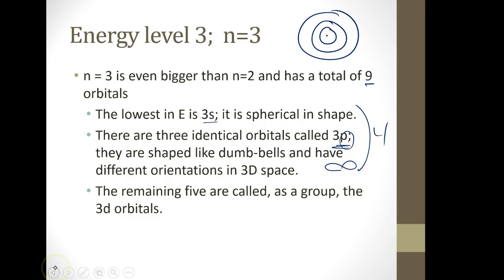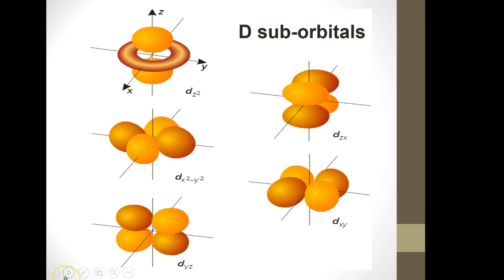The last 5 are referred to as d orbitals. And again, there's 5 of them, and they're shaped more like four-leaf clovers, except this one, which is weird. So this is what they look like.